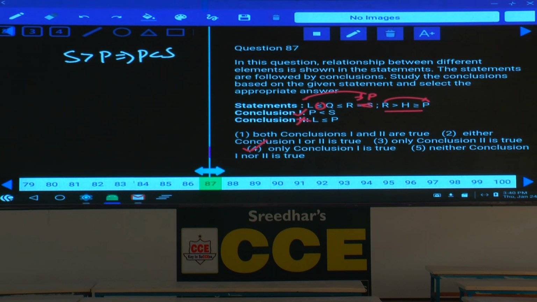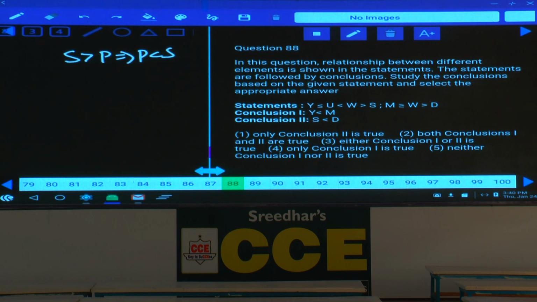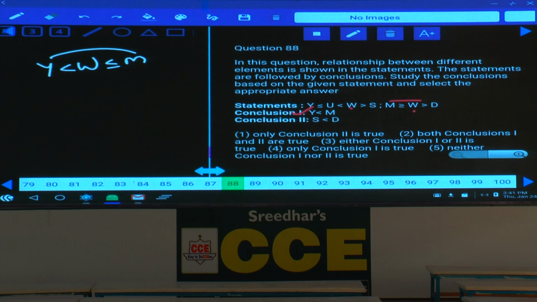Done with this? 87. Then question number 88, the relation between Y and M. Y is here, M is here, the letter which is common is W. Now between Y and W, Y lesser than W, and M and W, M greater than or equals to W means W lesser than or equals to M. Now between Y and M, which symbol is common? Lesser than or equals to. Lesser is common, Y lesser than M is definitely true. Then coming to the next one, first conclusion true.